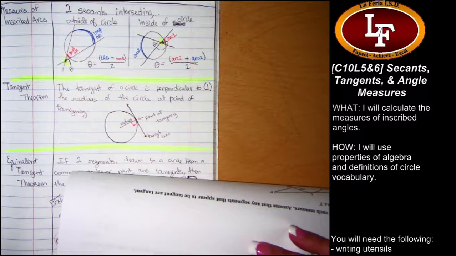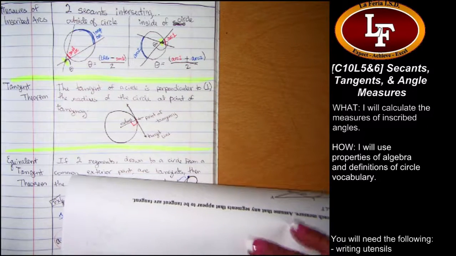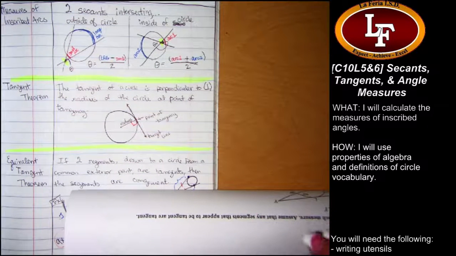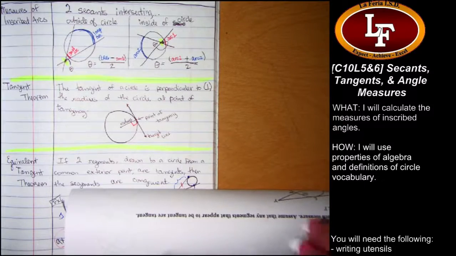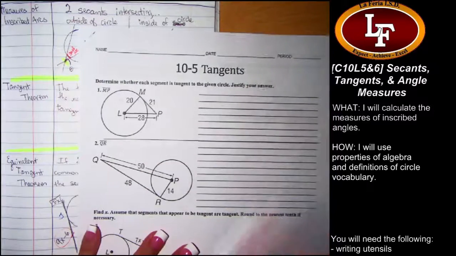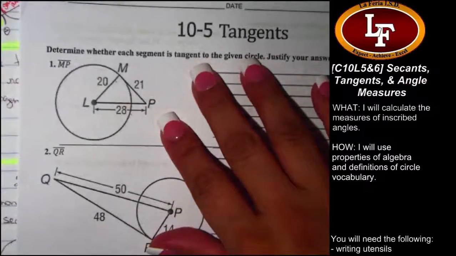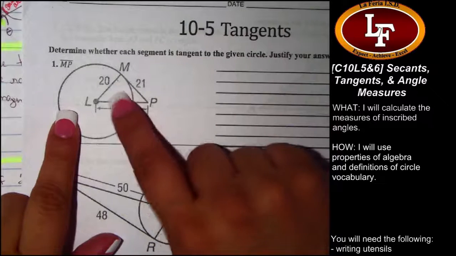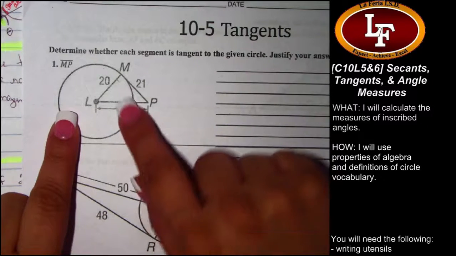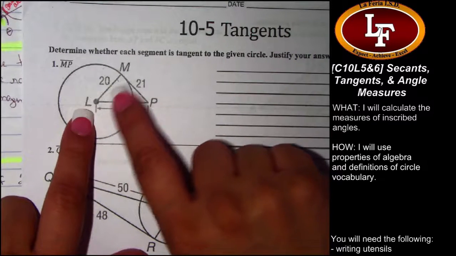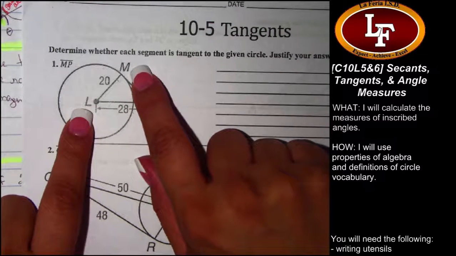The tangent of a circle is perpendicular to the radius of the circle at the point of tangency. So a segment is a tangent if it's perpendicular to the radius of the circle at the point of tangency. So let's look at this diagram again, and I'm going to zoom in nice and tight here for you. All right. Where's the radius? L to M. There's a radius because it goes from the center L to a point on the circle M.